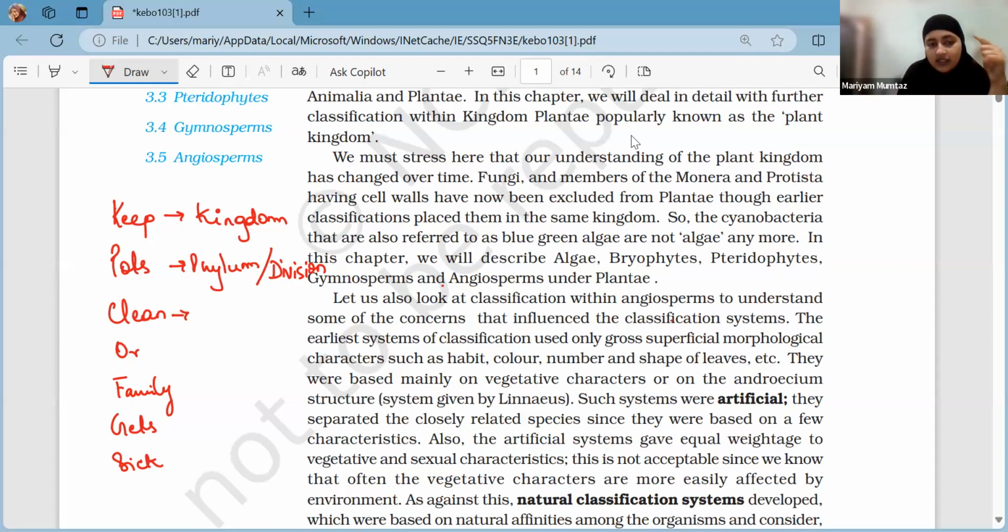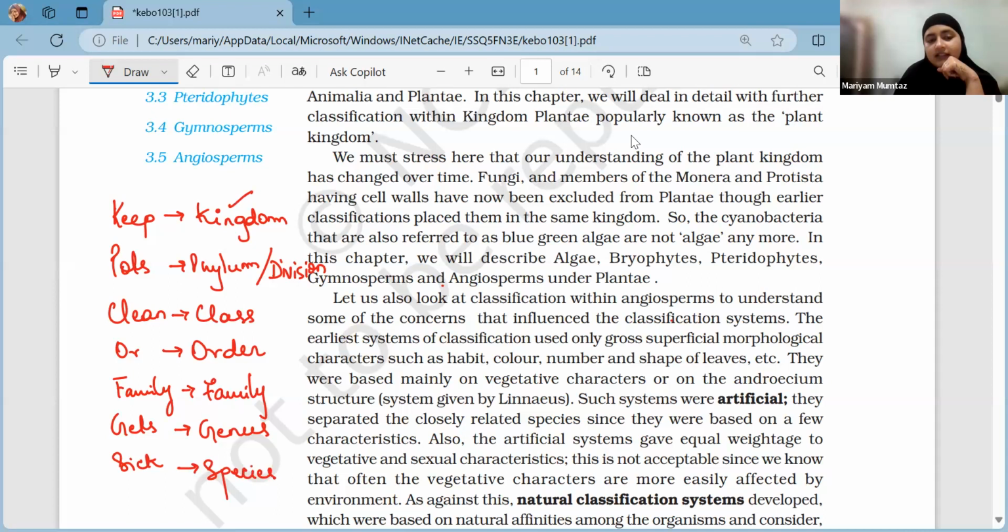Now C stands for class. O stands for order. Family is just the same, family. Then the G is genus, and then the S is species. So kingdom, phylum, class, order, family, genus, and species. This is a mnemonic that you can use to actually remember it: Keep pots clean or family gets sick. Clear? Yes, ma'am.